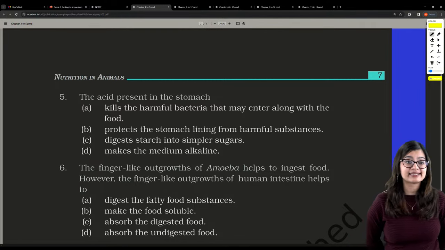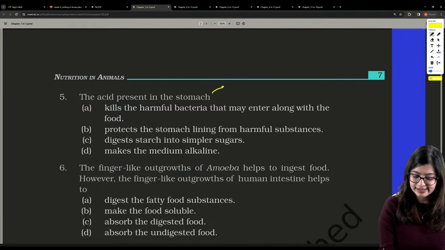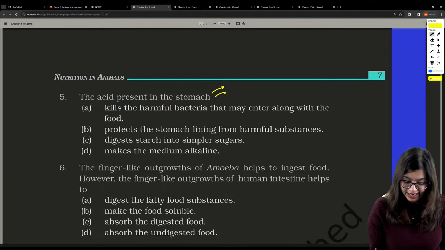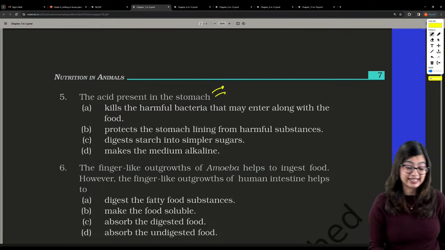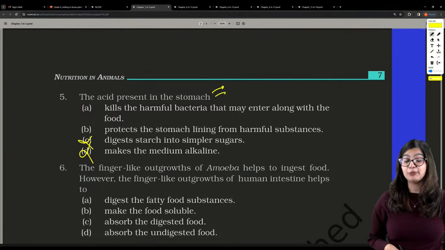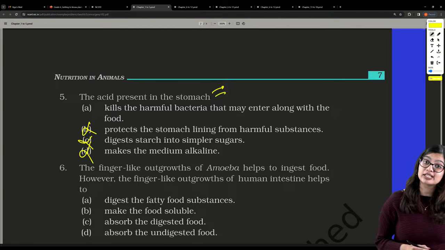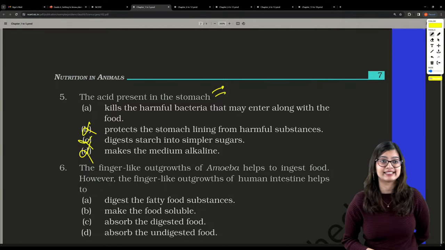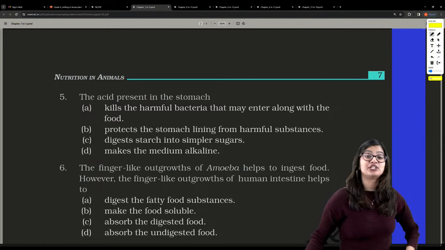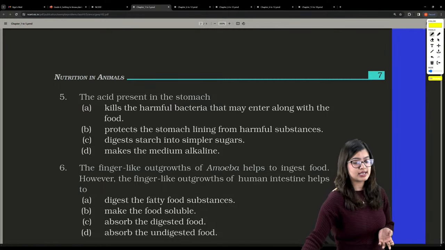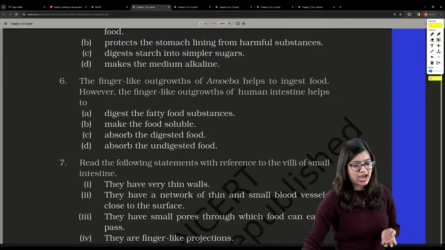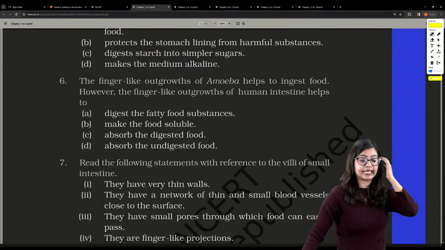See, stomach acid, right? So what is the meaning of acid? In this particular case, we see that it does not make the medium alkaline. It makes it acidic. Does it help in digestion? No. Does it protect stomach lining? No. The mucus protects the stomach lining from the acid. So the correct answer is option A, which gets rid of harmful substances that may enter along with the food, right? Now, question number six, students, on our screen now.